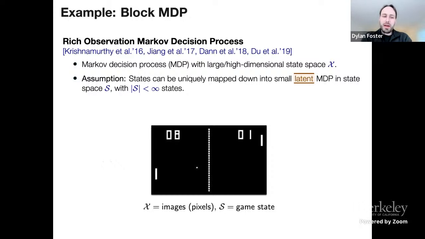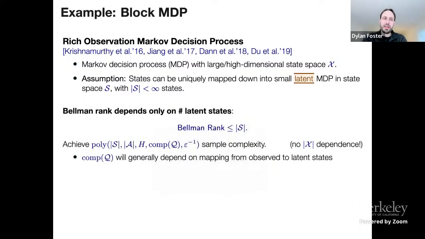And so we can model this by assuming that the latent state space is finite. That means that if we could observe the latent state space directly, we could just use tabular reinforcement learning to solve the problem. But the catch is we don't know the latent states, and we also don't know what the mapping from observations to latent states is. So we need to use modeling and function approximation to learn this. What you can show for this setting is the Bellman rank here only depends on the number of latent states. And this means you can get sample complexity that depends only on the number of latent states and actions, not on the number of observed states.